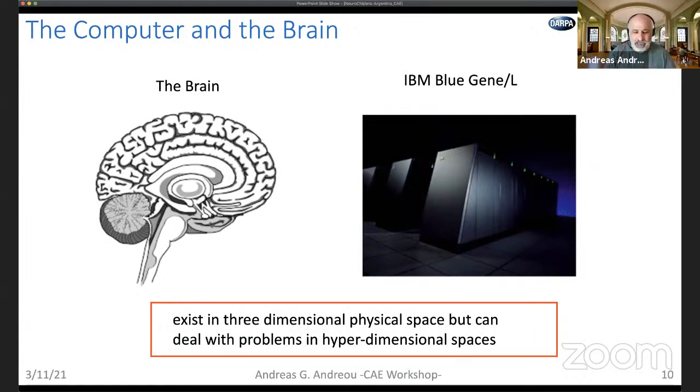So as we think about architectures and systems to solve problems and how they compare to the brain, what is remarkable about the brain is the fact that it does exist in a three-dimensional space, but it can effectively solve problems in hyperdimensional spaces. And I think that is really why the brain is so amazing.